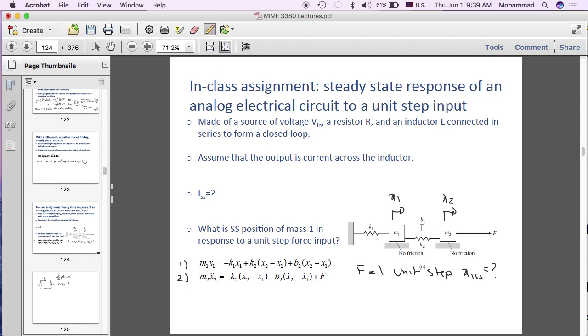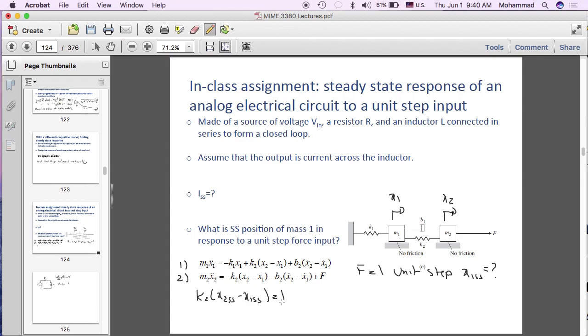So you have to start from where F is present, which is the second equation, right? If you set F equal to 1 in the second equation and drop every term that has any dot or double dot in it, what do you get? You get K2 times (x2 steady state minus x1 steady state) is equal to 1. Do you agree? So put 1 for f and drop every term that has a dot or double dot. What is left is K2 times (x2 steady state minus x1 steady state) has to be equal to 1. Do we agree on that?